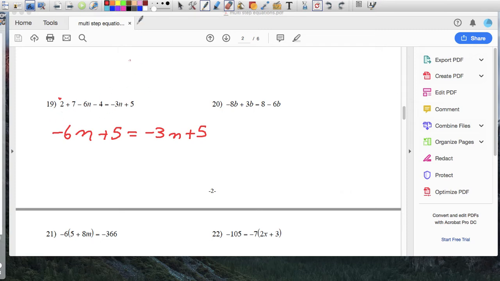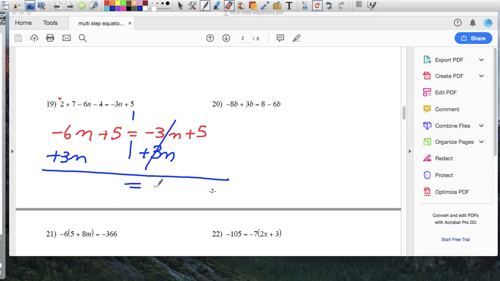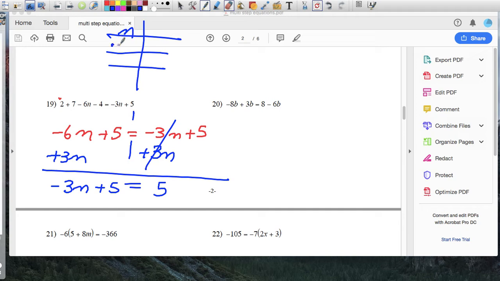Now I have a problem where I have a variable on both sides, so I have to take one of these two out. It doesn't really matter which one you take, so I like to take the smaller one. Opposite of negative 3n is plus 3n, so I'm going to do plus 3n on this side. These two go bye-bye. I got 5 left over. Negative 6 plus 3 is negative 3n plus 5. Now I can do the story. I get a variable n, which is being multiplied by negative 3, and then added 5, and that also gives you 5. Going backwards, I'm going to do minus 5, and then divide by negative 3. 5 minus 5 is 0, and 0 divided by negative 3 is just 0.